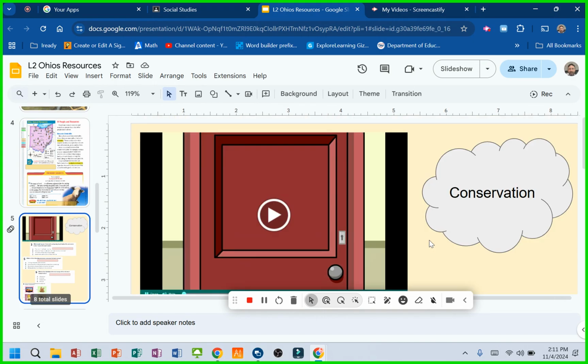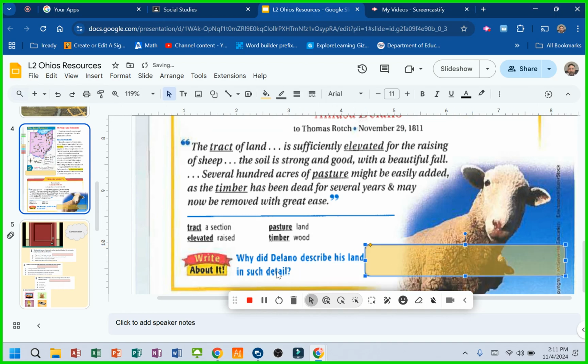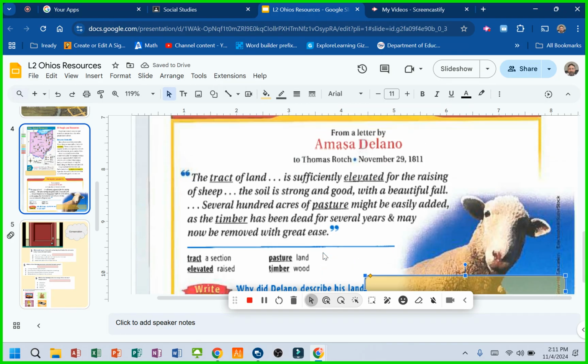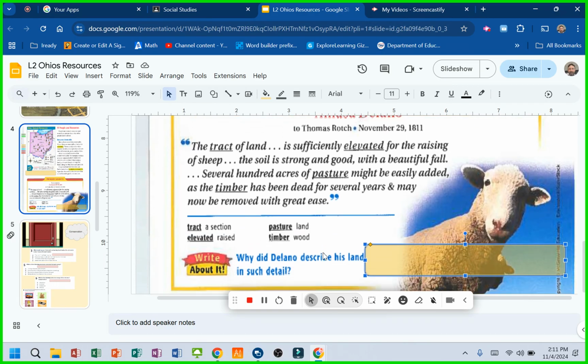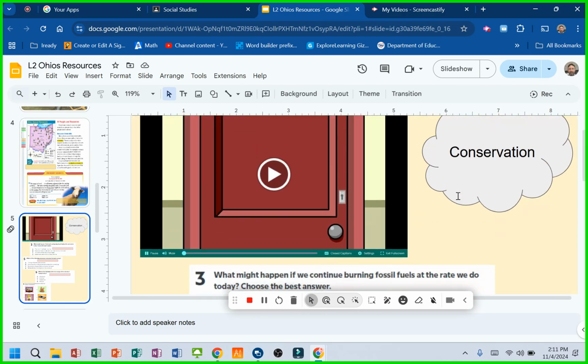Whew, man, that's a neat letter. He's excited about the land, right? So, you're going to answer this question. Ready? It says, why did Delano describe his land in such detail? I'm thinking that he wants to convince someone else that we got to move to Ohio. This is a great place to live, right? But you tell me.